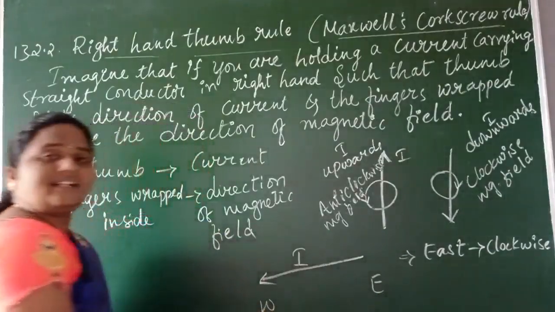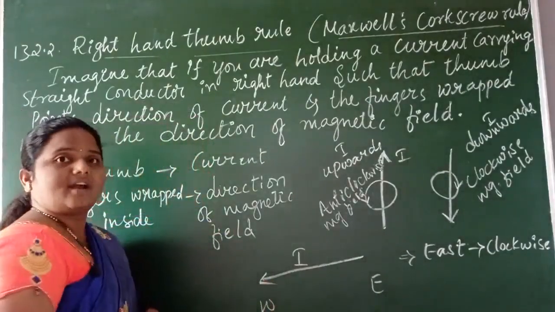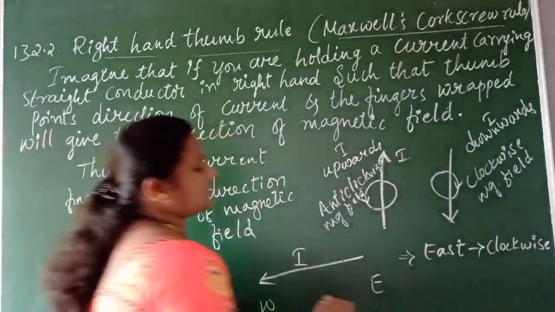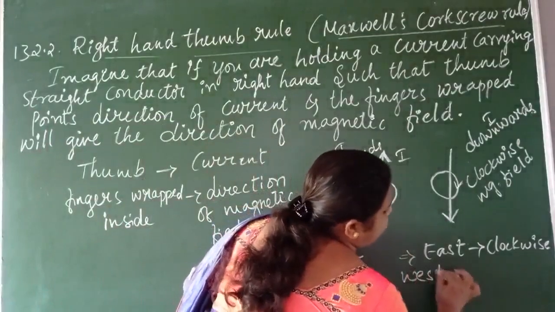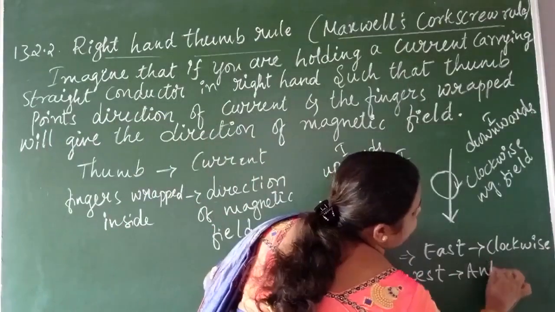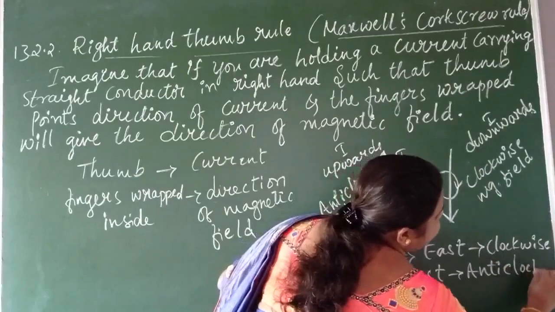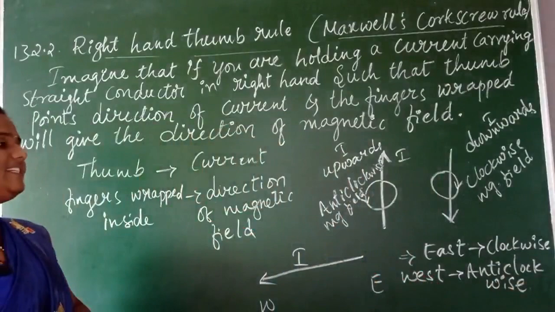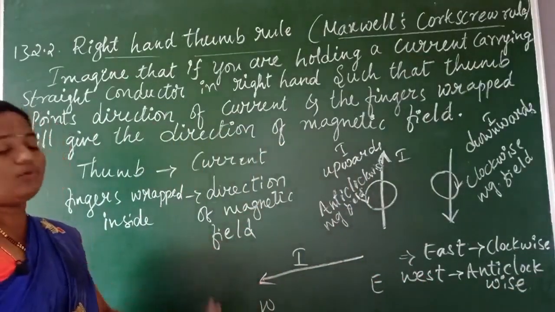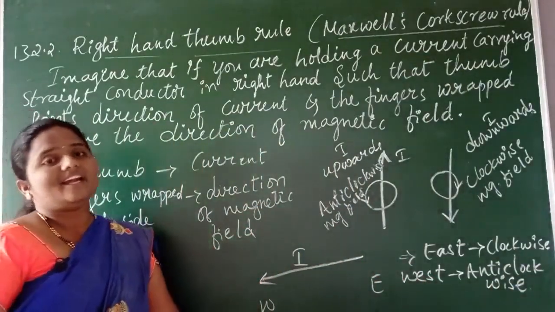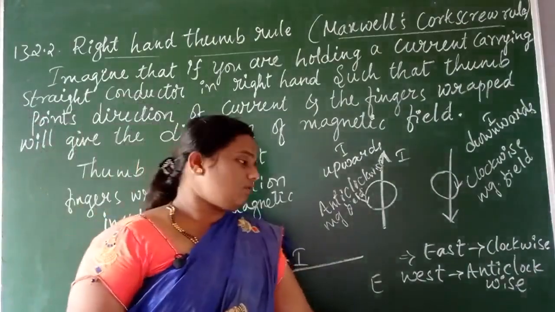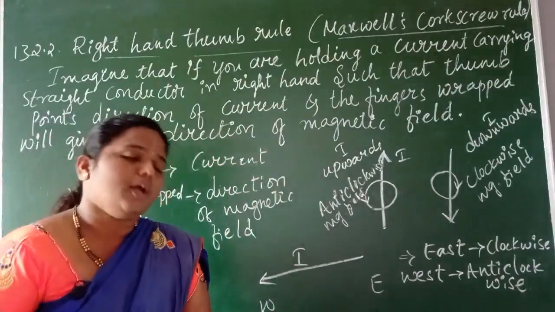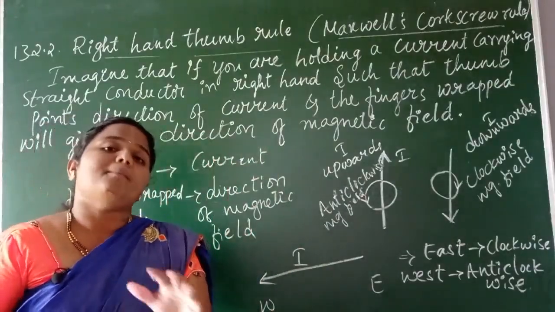And when you look at the same from the west side or below, then it is reverse, that is anti-clockwise. When you look from the west, the direction of the magnetic field is anti-clockwise. Got it, children? Yes, it's a very simple method to know the direction of the magnetic field. Even while solving problems, we have to apply the same right hand thumb rule to know the direction of the magnetic field.